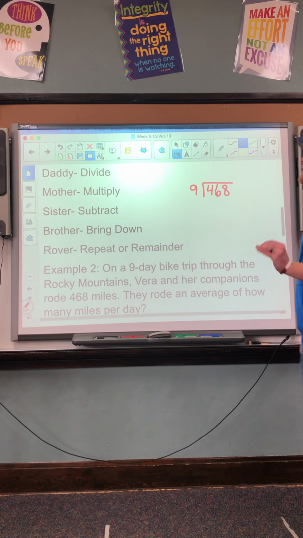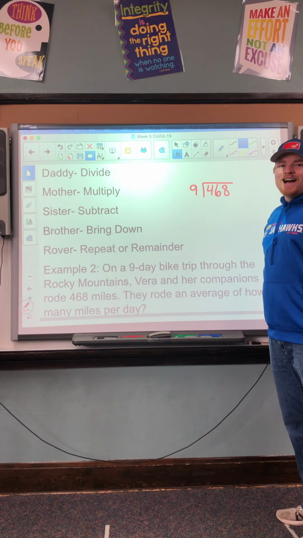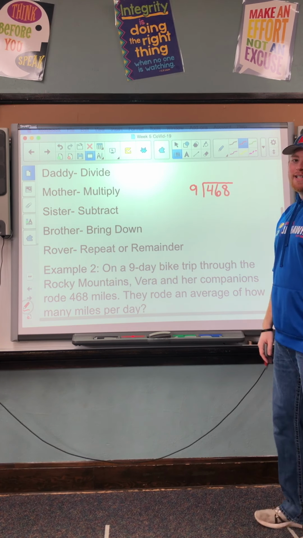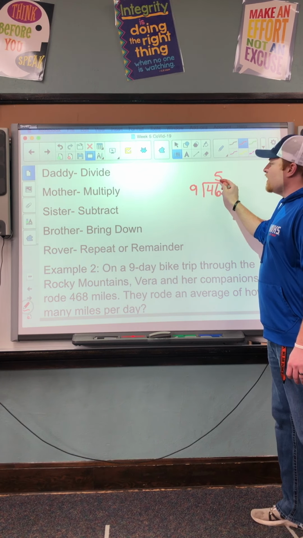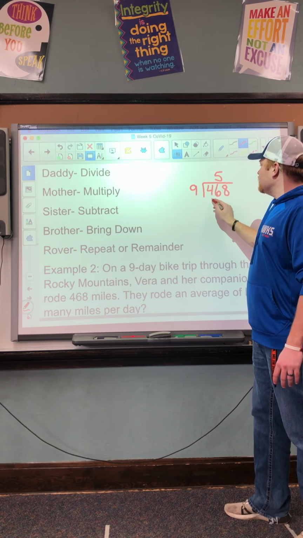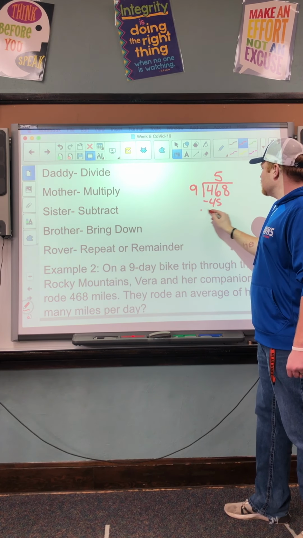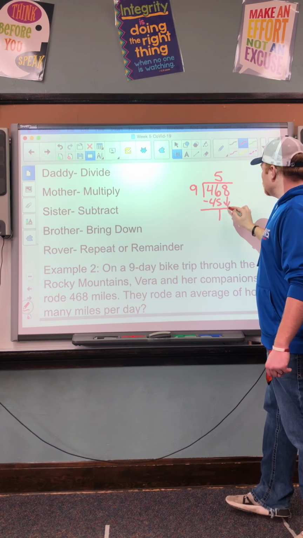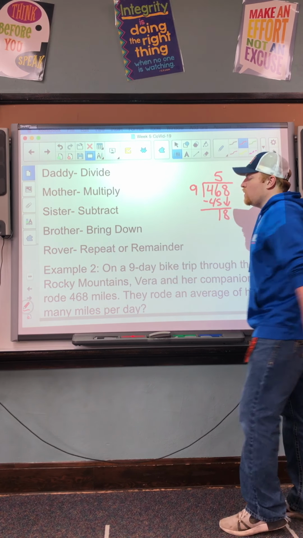So the first thing we do is we divide. 46 divided by 9 is what? How many times can 9 go into 46 without going over? It would be 5, and then next step, multiply. 5 times 9 is 45. Sister, subtract, we would get 1, then brother, bring down, and we will repeat.